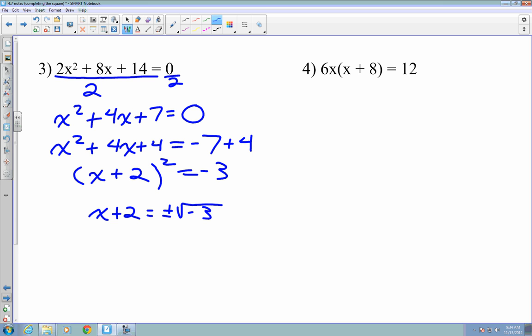I'll have to deal with that in a minute. X, now subtract 2 from both sides. So I get x equals negative 2 plus or minus the square root of negative 3. But how do I write the square root of negative 3? What do I do with that negative? I has to come up front. It's i square root of 3, right. And now I'm done.